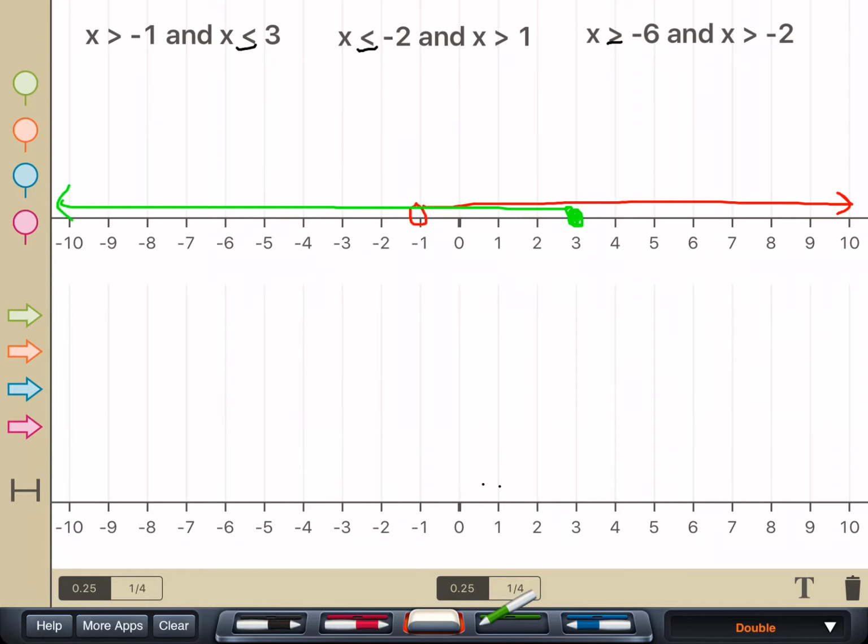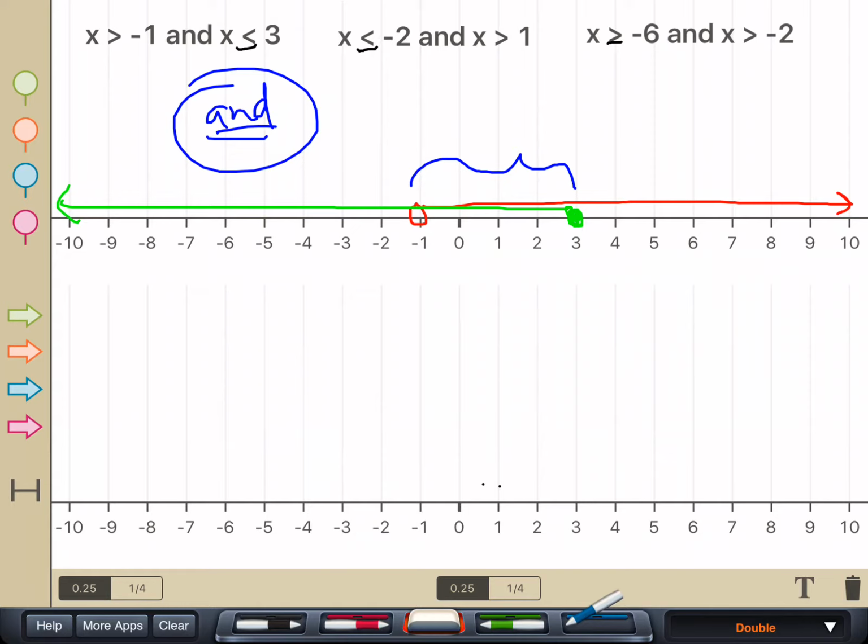Okay, now, when we are using the word "and," we are creating an intersection set. So we need to take a look at our two graphs, and in the new graph, choose only points and values that are present in each of the graphs. And so what we're looking for is a place with "and" where there is an overlap. And I can see that there's an overlap right here. This is where the overlap is.